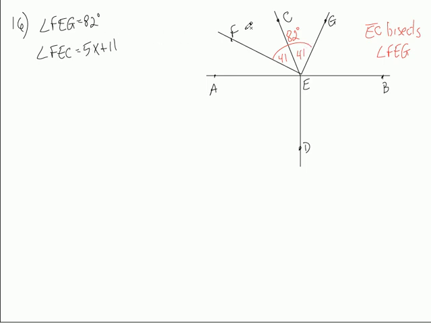Absolutely, good. 5x plus 11 is FEC, right? Angle FEC is this one right here. So they're telling you that's also equal to 5x plus 11. Well, we know the actual angle degree, don't we? It's 41. Well, they're not asking to solve for the actual angle. What are they asking for? To solve for x, that's right.